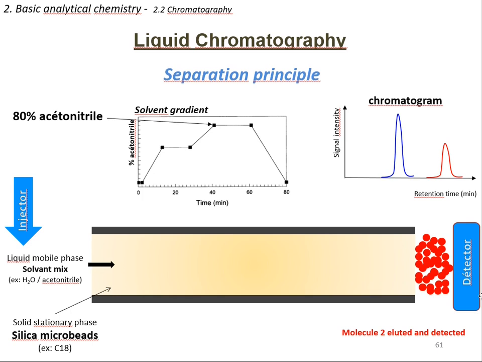So here is, in fact, the principle of reverse phase chromatography. In this case, the most polar molecules are eluted first. It means that you need to increase the content of a non-polar solvent that will be a stronger solvent, with a stronger elution property that will solubilize the molecule.